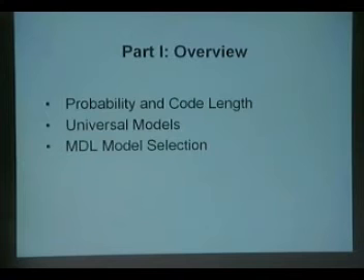First of those is the relationship between probability distributions and code lengths. That underlies everything, all of information theory. The second is this magical notion of universal model. Let's start with the relation between probability distributions and code lengths.